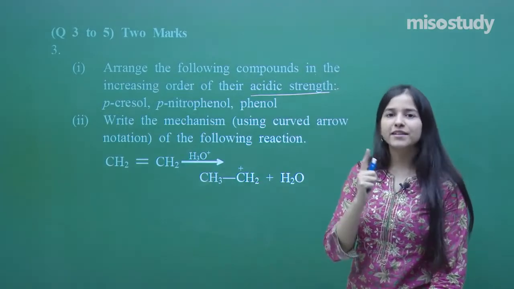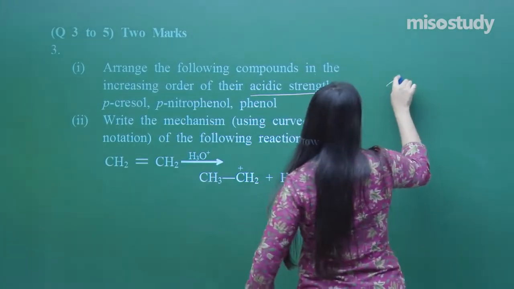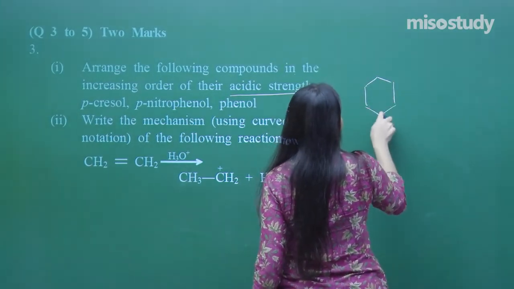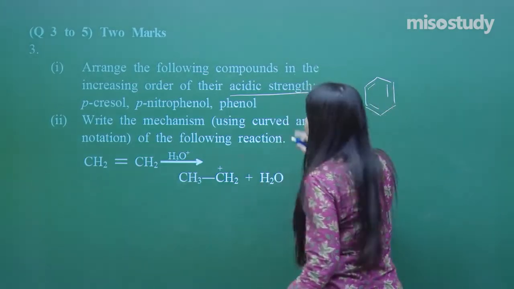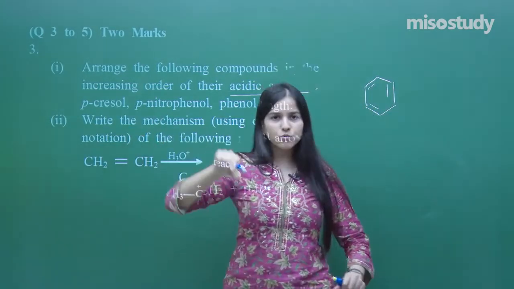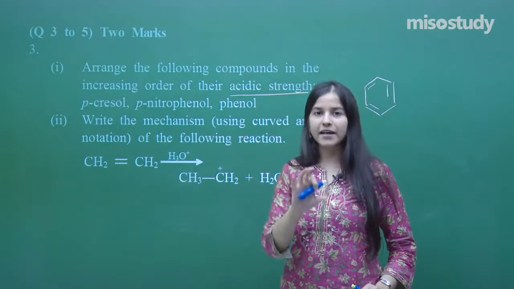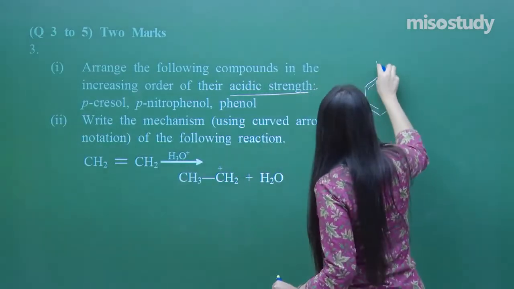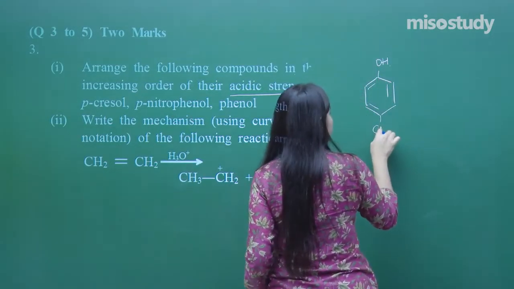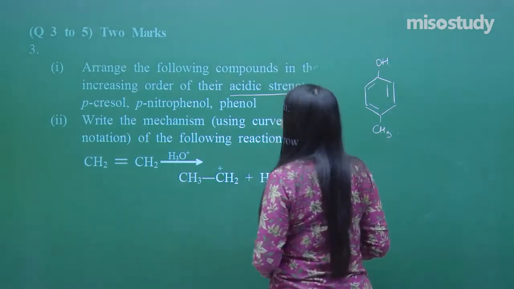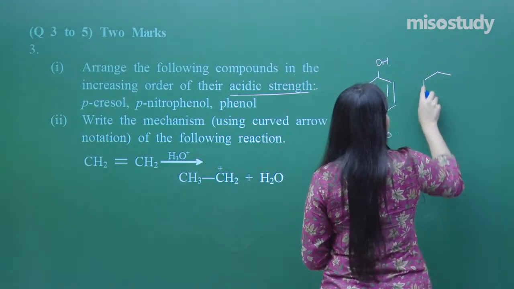Let us just try to write the structures first. What is cresol? And that too paracresol. Cresol first of all means CH3 and OH. These will be added in the entire ring. Phenol I am dealing with, cresol will be CH3. Fine. Paranitrophenol, are you able to make this?